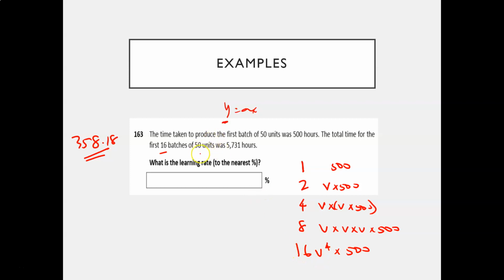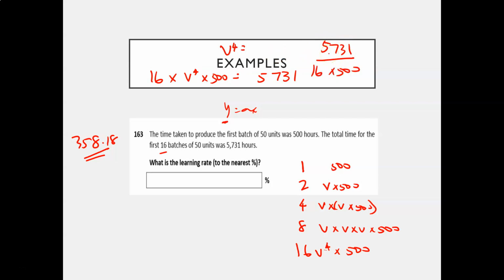And so I know what the total time is. If this is the average time, the total time must be 16 times V raised to the power of 4 times 500. I know the total time is given to me as 5731, because this number made sense. But I'm going to do it the other way and test it. So V raised to the power of 4 must be 5731 divided by 16 times 500.